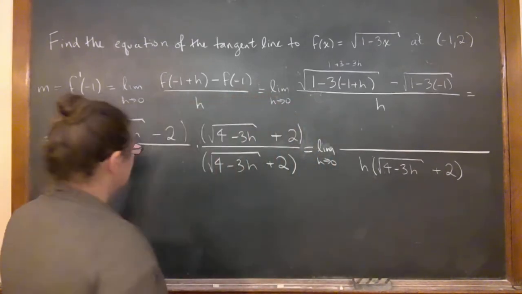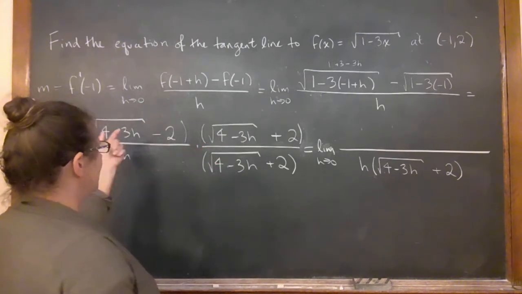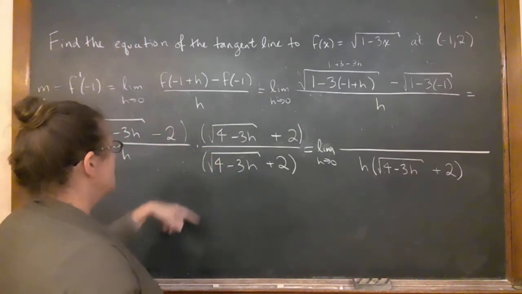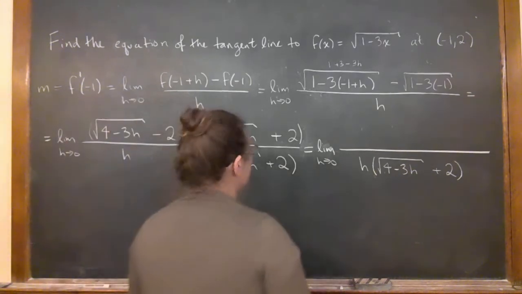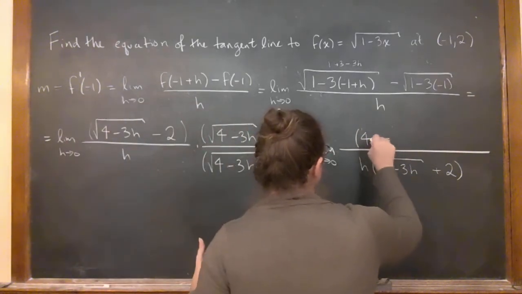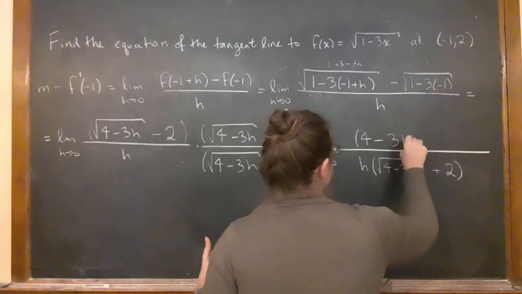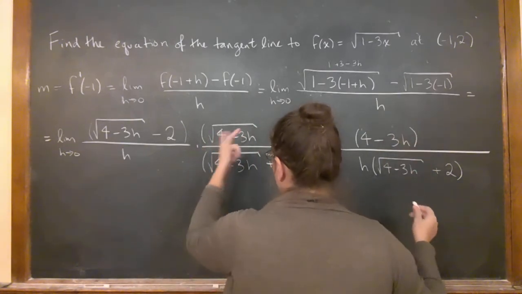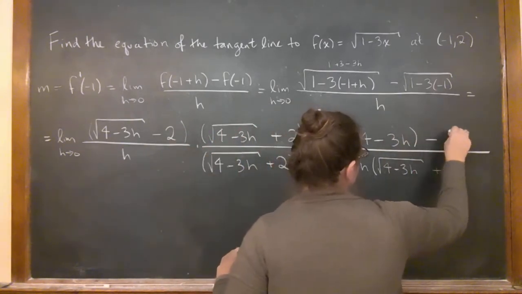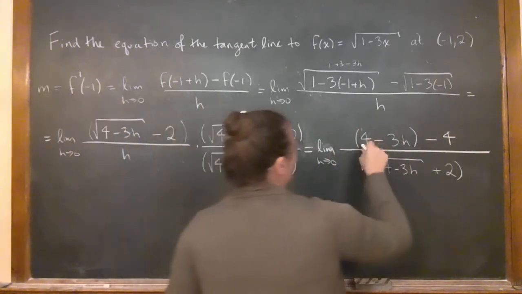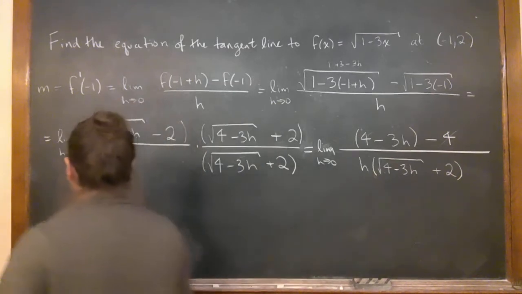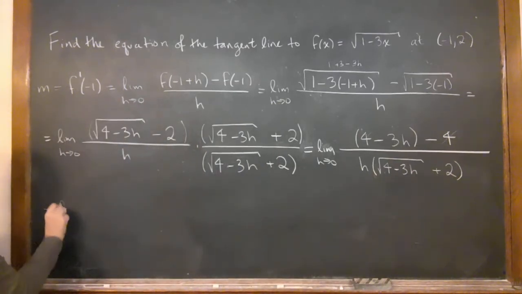Now, when I look at the top again, it's like an a minus b times a plus b. So I'm going to have a squared minus b squared. So my a squared is just going to be 4 minus 3h, right? Because it's square root squared. And then the b squared is going to be minus 4. So this is good, right? Because the 4's canceled out. That makes me feel happy because that happened last time and that worked out.